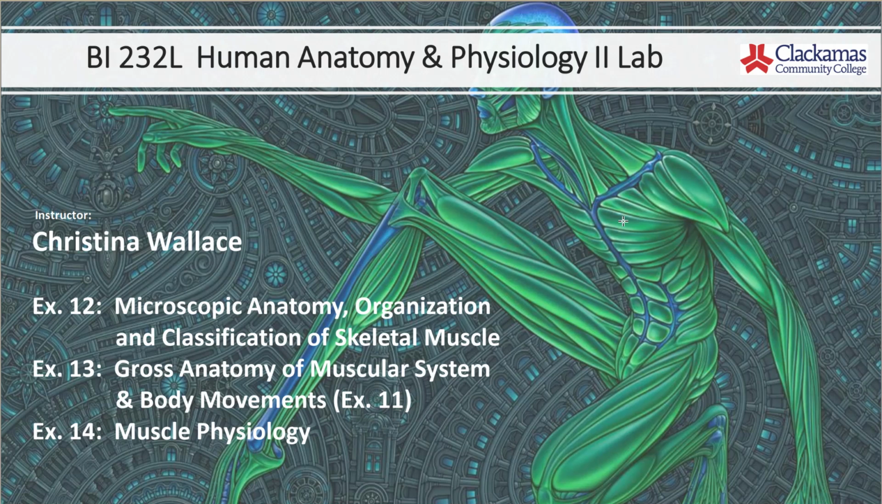This is the second term of Human Anatomy and Physiology Lab, thus the BI 232L, and we're going to start out this term talking about muscles. And so this lab report review will cover exercise 12, microscopic anatomy. Exercise 13 is more like organization and classification of skeletal muscles. So how do they get their names?